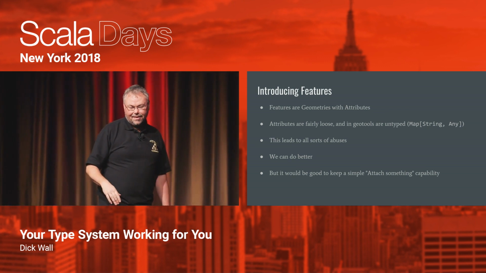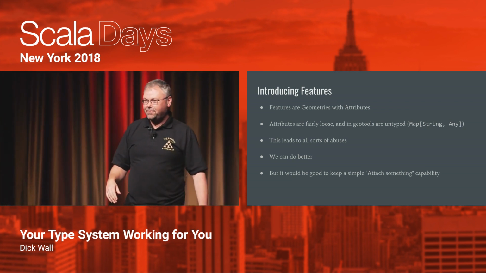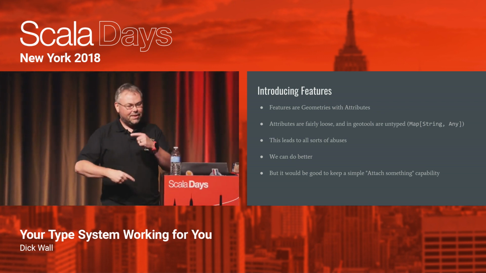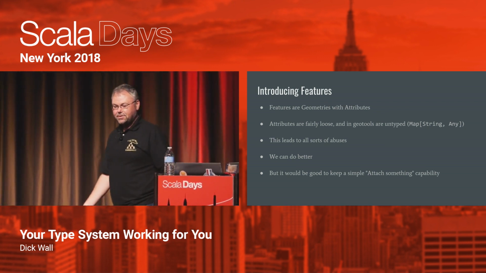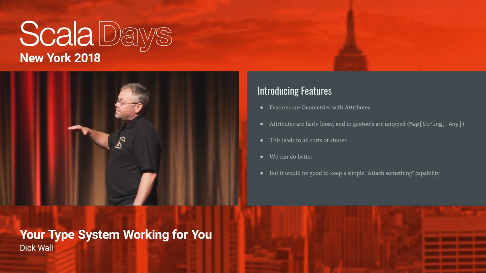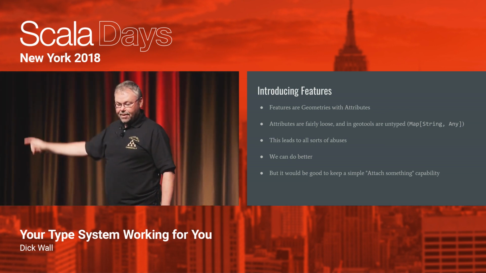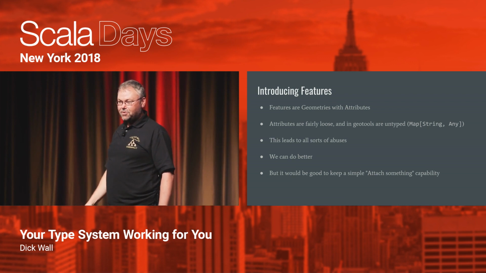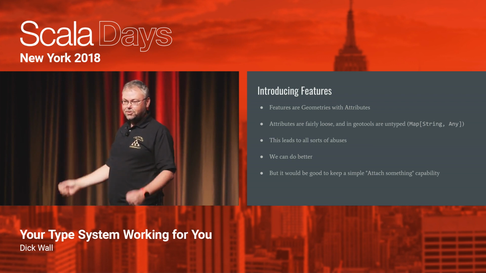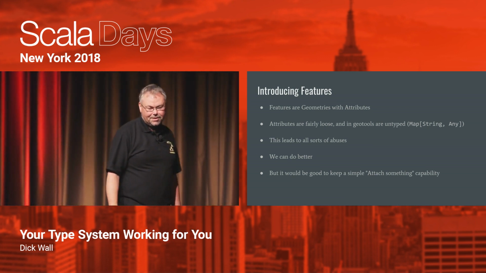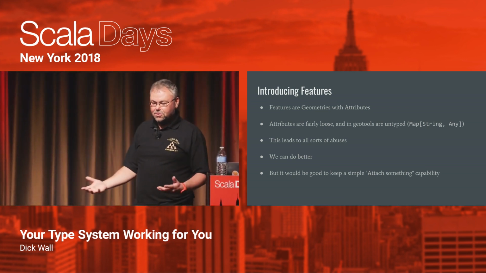For the most part, the accepted types for those are whatever fits into a Visual FoxPro or an old FoxPro database. That's just because that's what shapefiles were based on in the first place, and then that grew into pretty much everything else. But within the Java GeoTools API, those attributes end up being a map of string to any, and that's where you play the sad trombone, because that's where things go horribly wrong when you see a type signature like that. And it leads to all sorts of abuses.